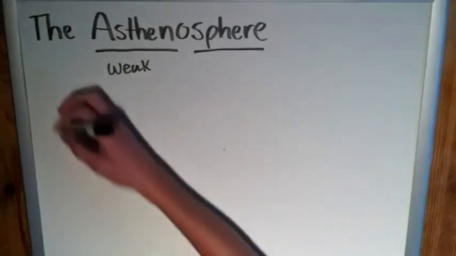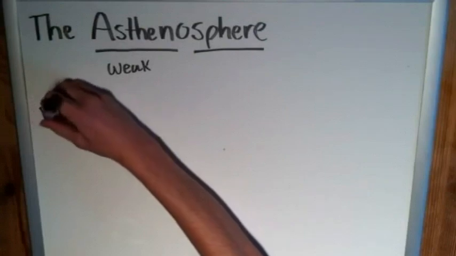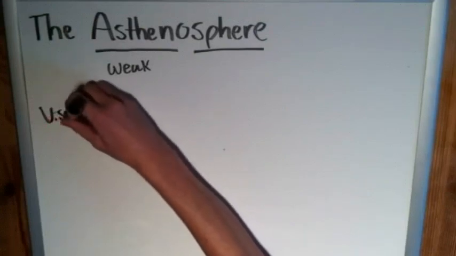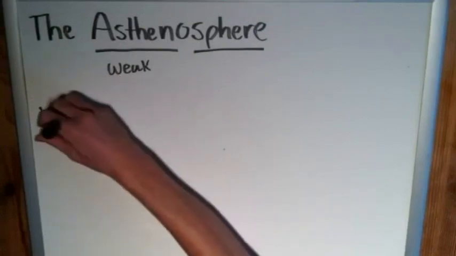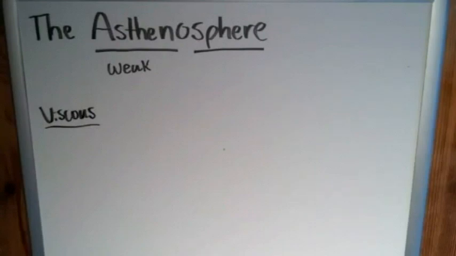That's one important quality about the asthenosphere. It's viscous, which, much like the rest of the mantle, when we say viscous, we mean it's a flowing solid. It isn't fully liquid like the outer core. However, it is flowing, which allows for the convection currents that I talked about in the mantle video.